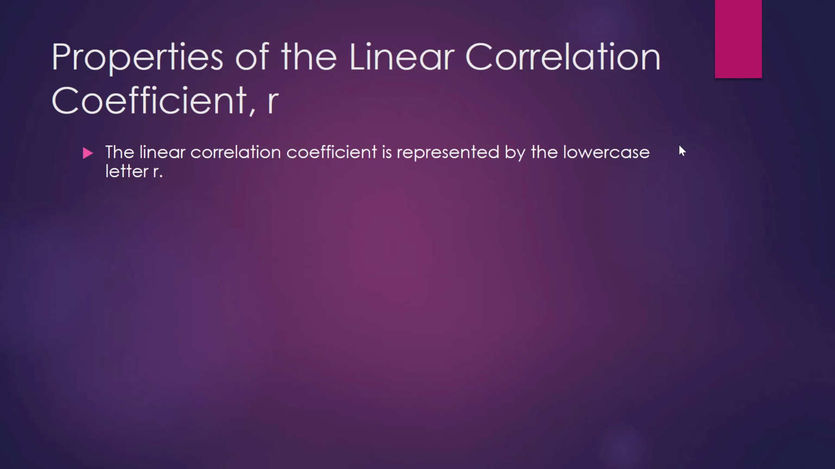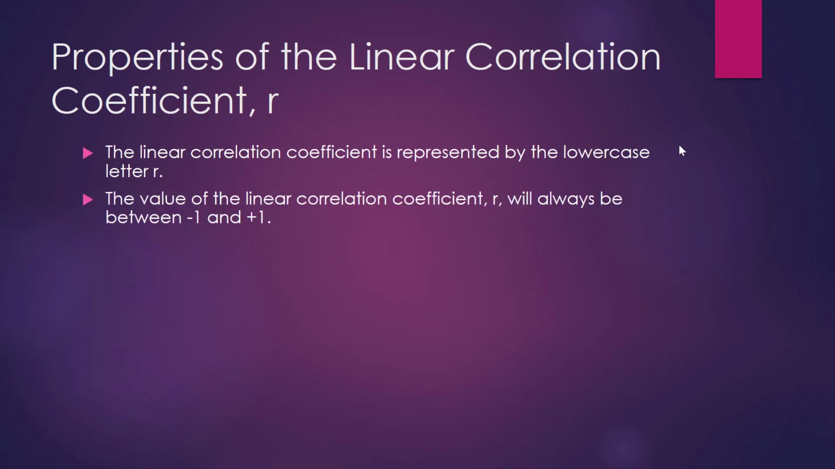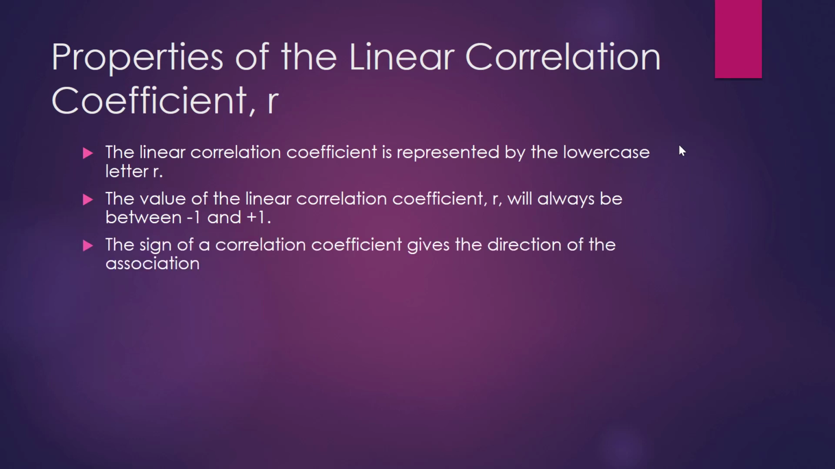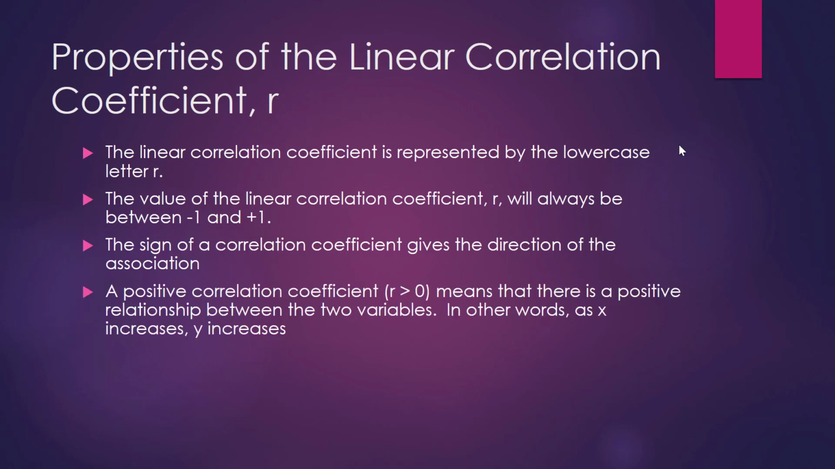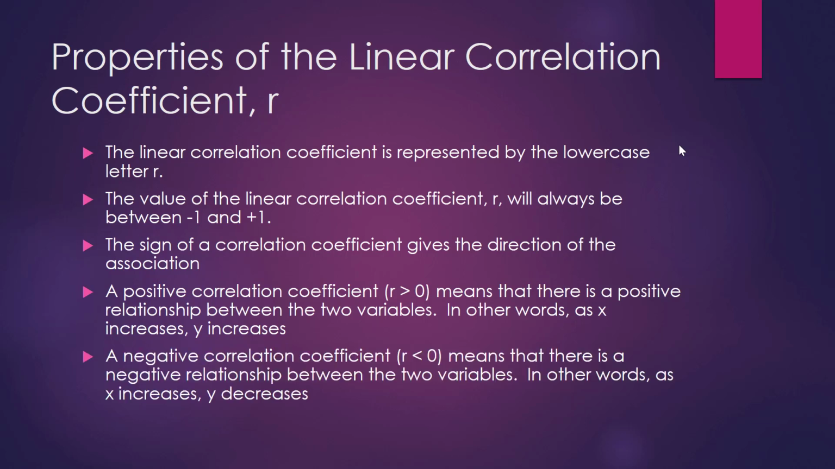The linear correlation coefficient is represented by the lowercase letter r. The value of the linear correlation coefficient r will always be between -1 and +1. The sign of a correlation coefficient gives the direction of the association. A positive correlation coefficient, r greater than 0, means there is a positive relationship between the two variables. In other words, as x increases, y increases. A negative correlation coefficient, or r less than 0, means there is a negative relationship between the two variables. That means that as x increases, y decreases.